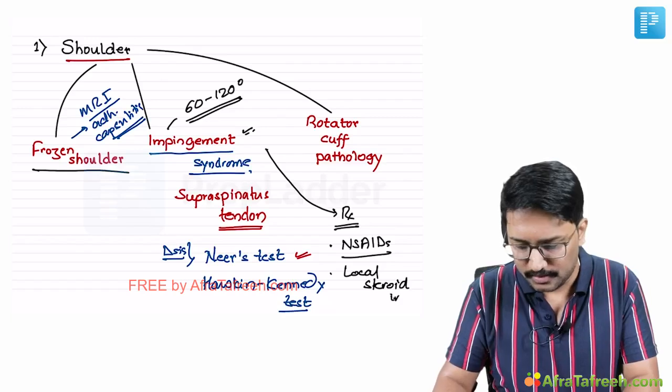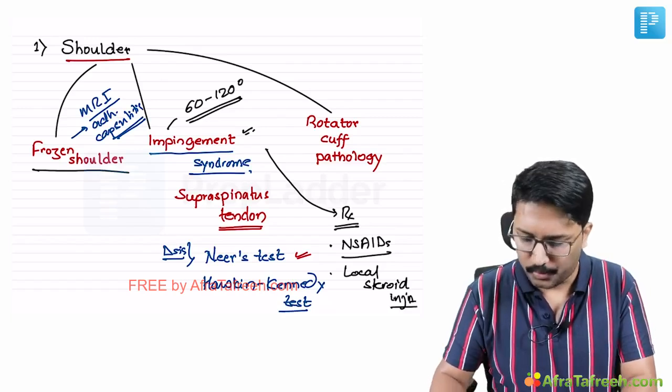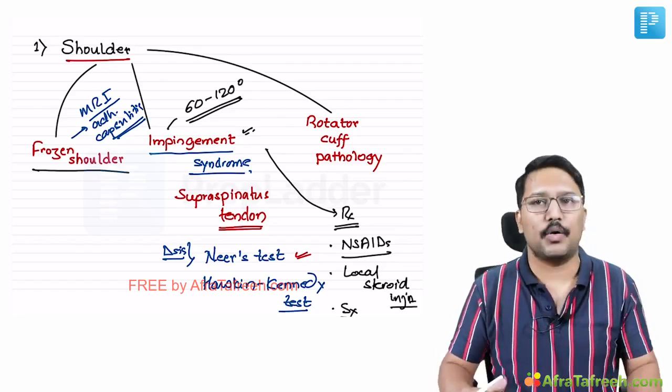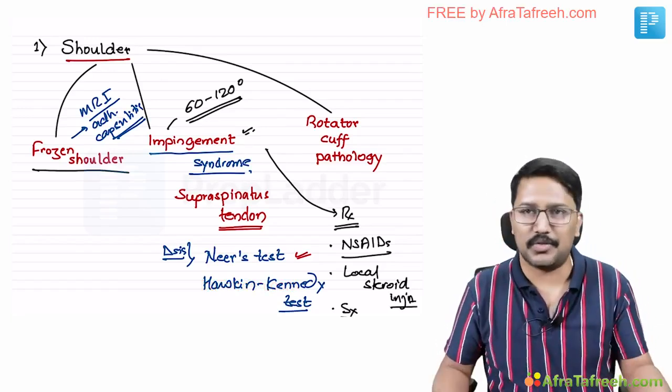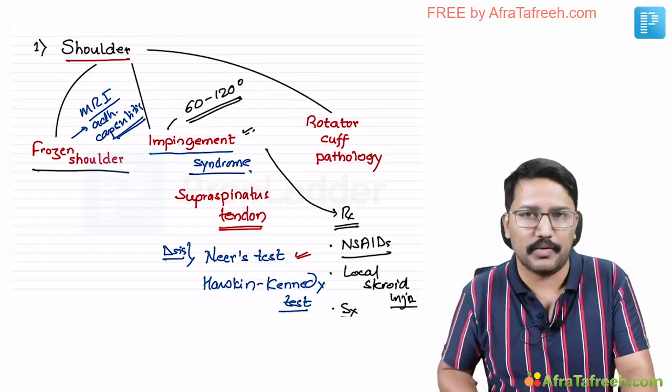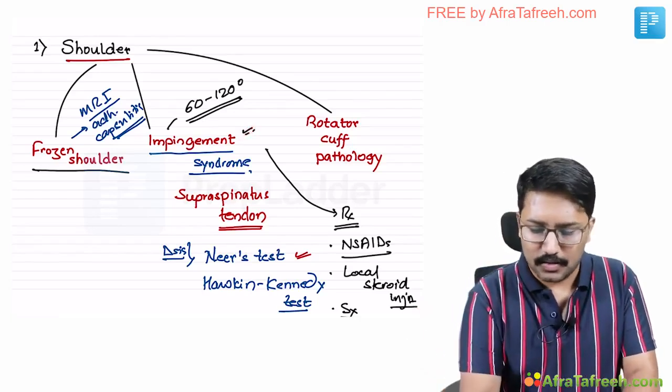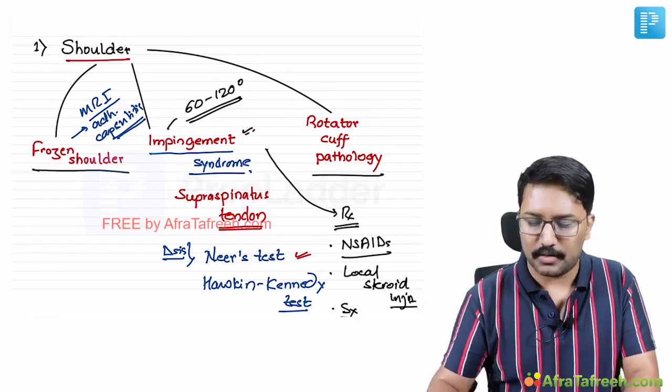Local steroid injections. Okay. In the worst case scenario, you might have to consider surgery. Surgery is beyond the scope of a medicine person. We end up just referring these patients to an orthopedician, and probably they will look after them, right? So this is our impingement syndrome.